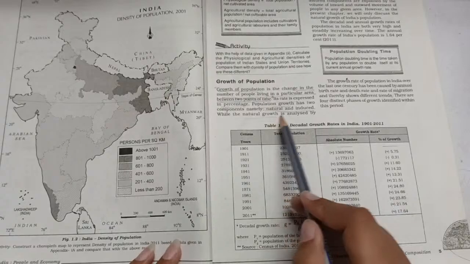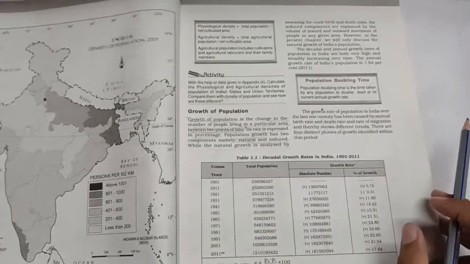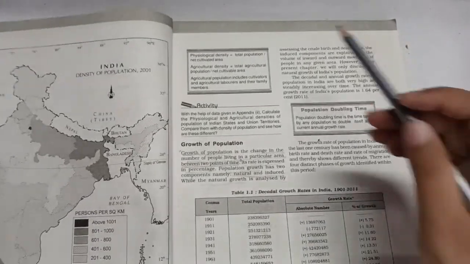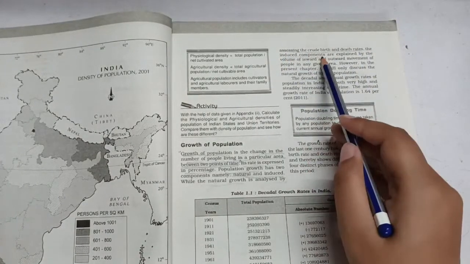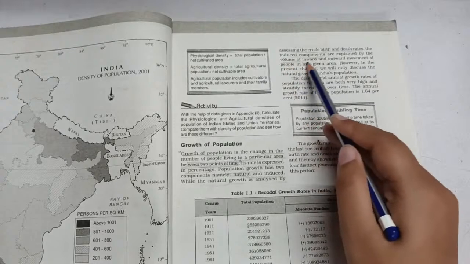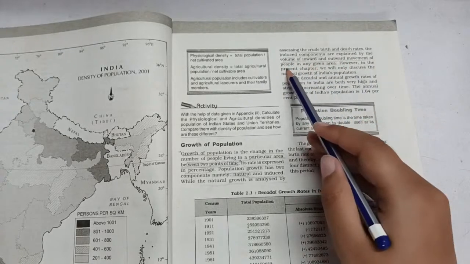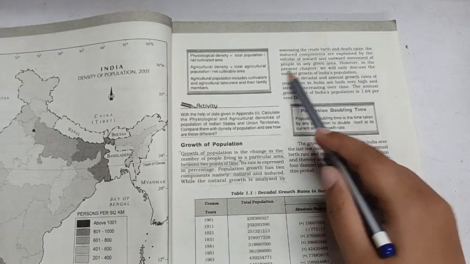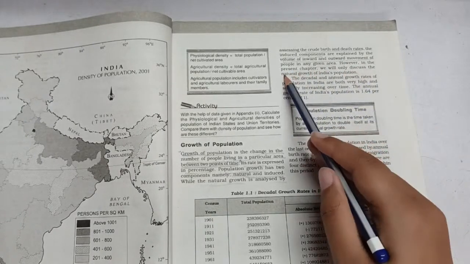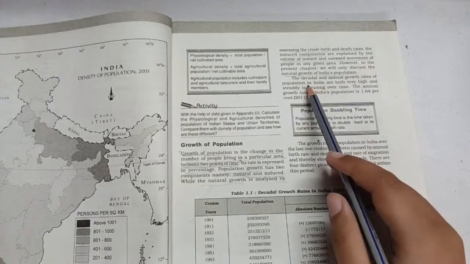While the natural growth is analyzed by assessing the crude birth and death rates, the induced components are explained by the volume of inward and outward movement of people in any given area. However, in the present chapter, we will only discuss the natural growth of India's population.